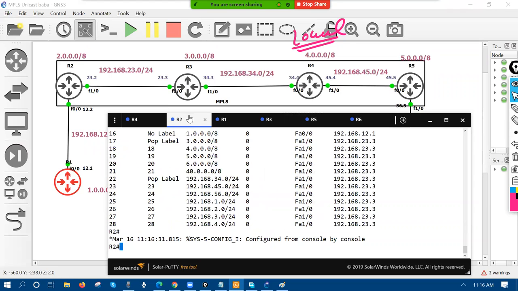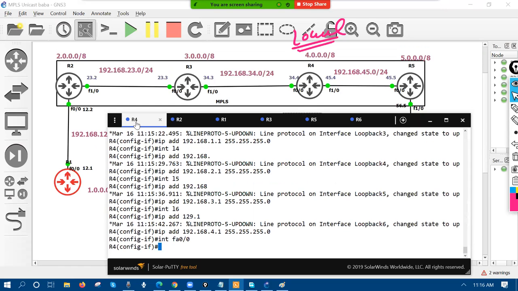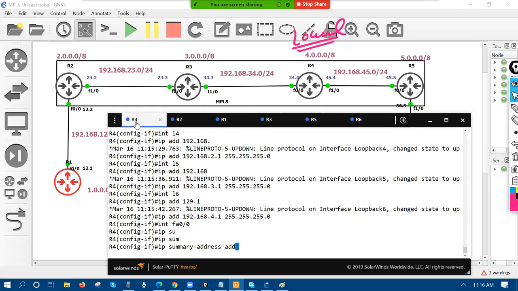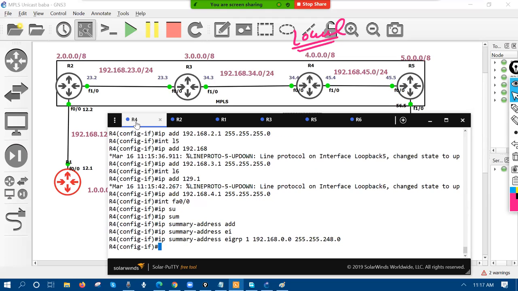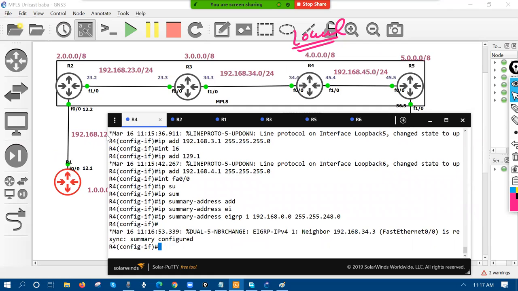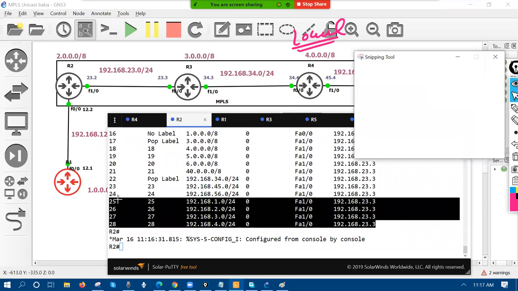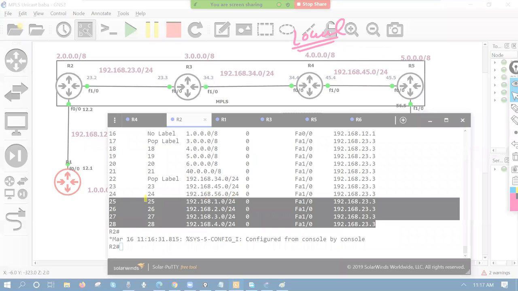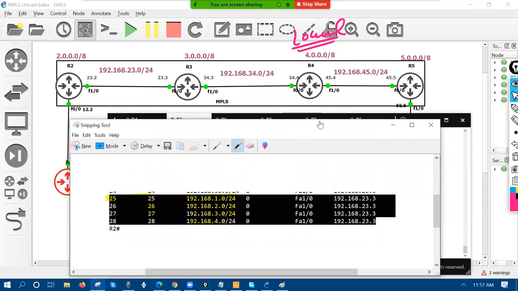Let's go to R4 and what I'm going to do is on interface 0/0, ip summary-address eigrp 1 with the summarized network. Done. So previously, R2 had complete information about the labels for all the prefixes in its table. What happened once I did the summarization on R4?